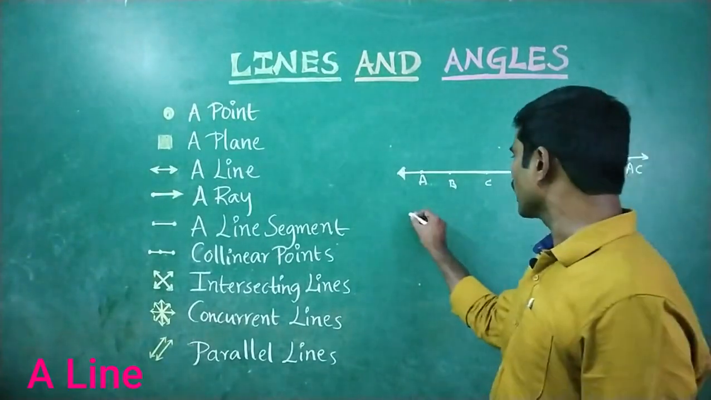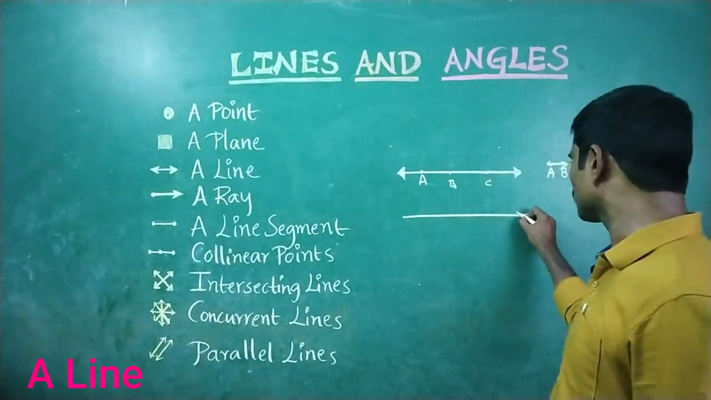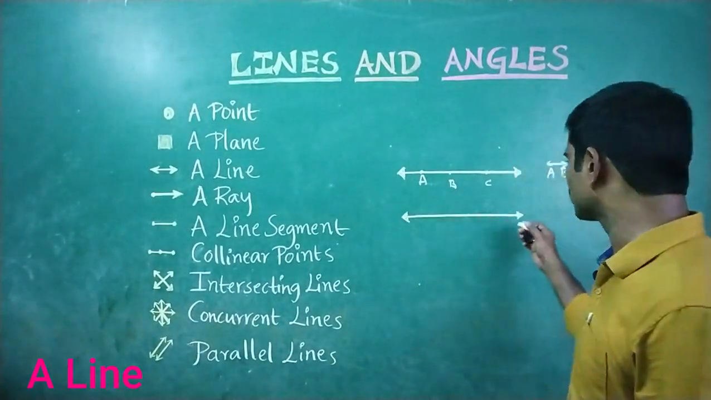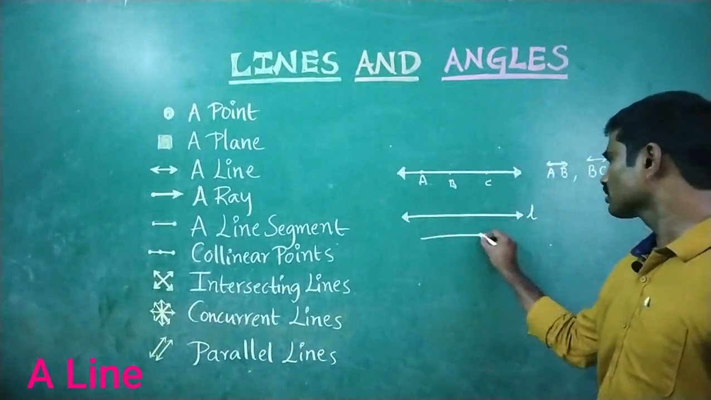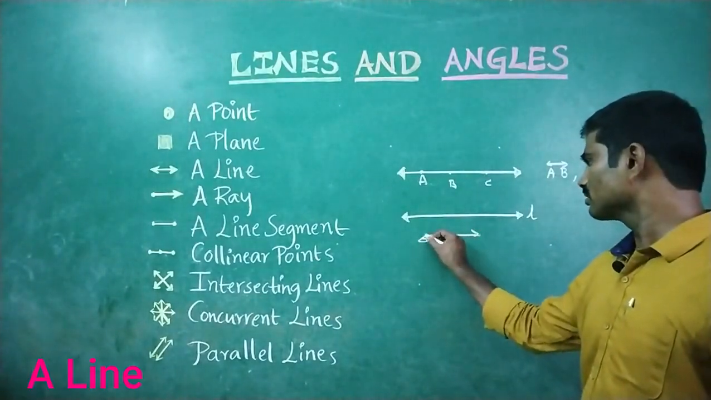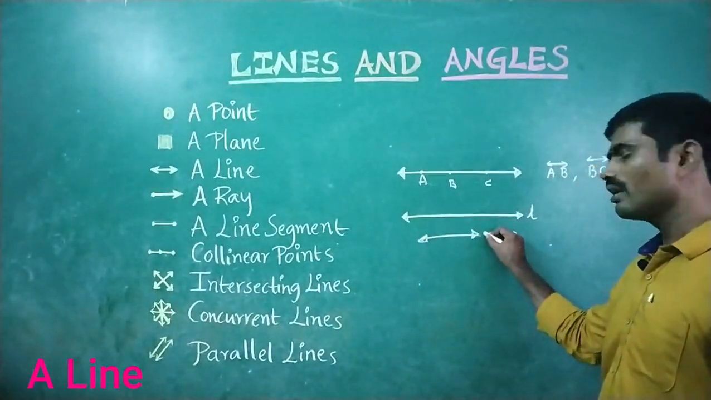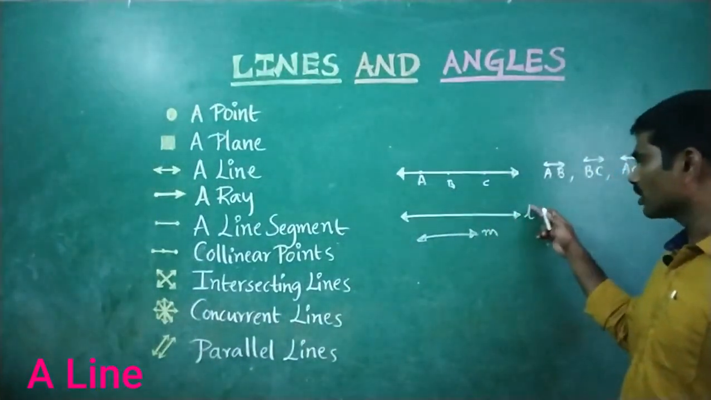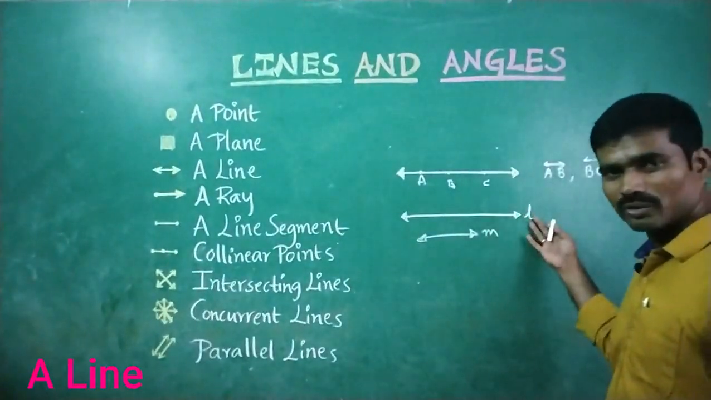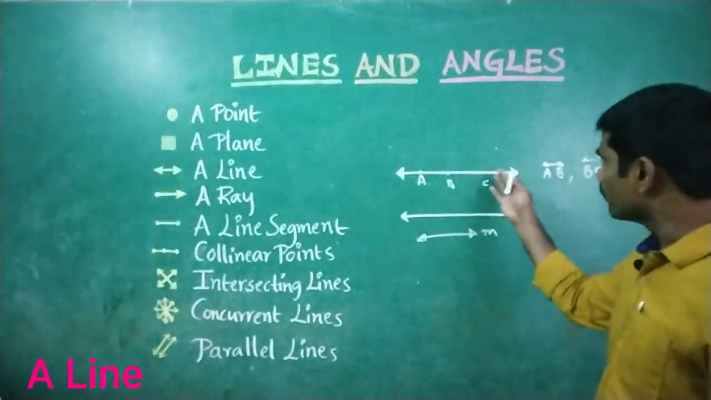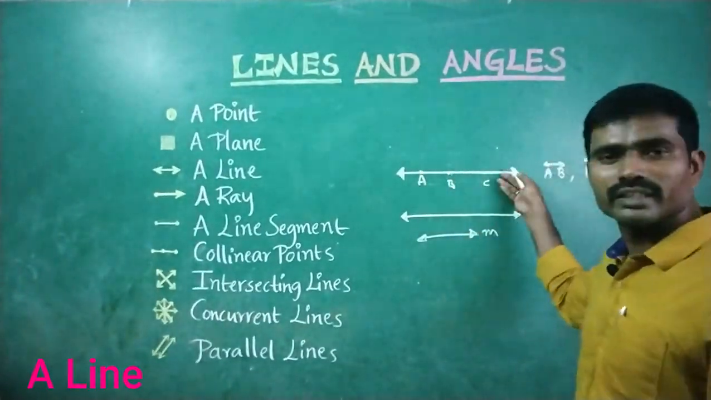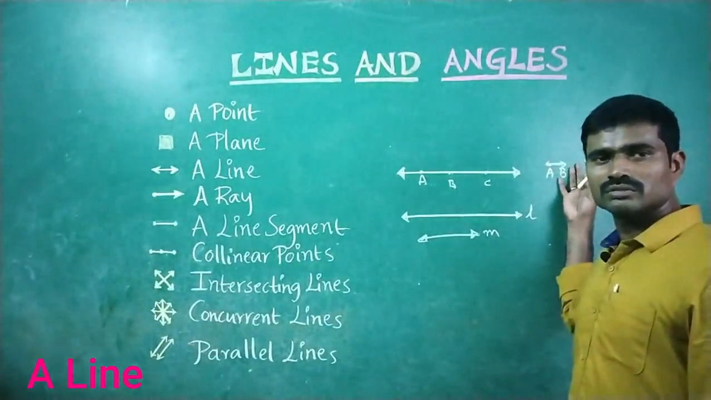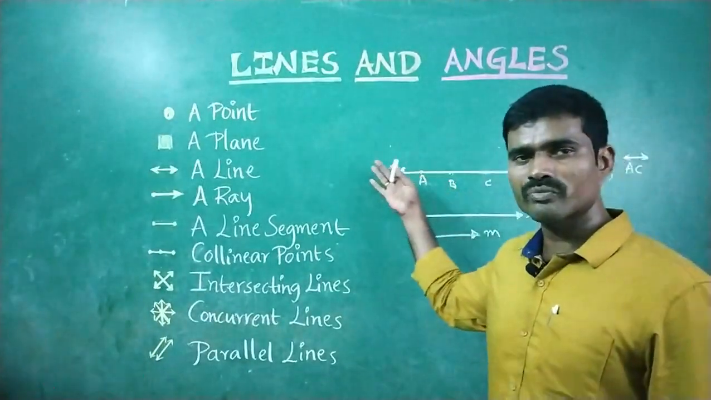And also lines are denoted by small letters. I take this line as small l. I take this line as small n. So lines are denoted by small letters also, written by the side. We also denote it by points which lie on the line. So this is the line.